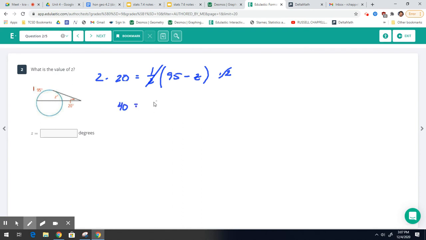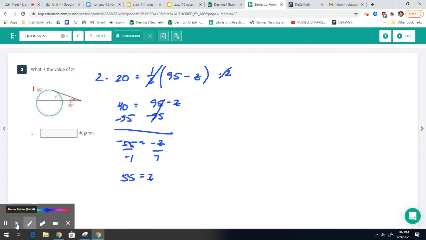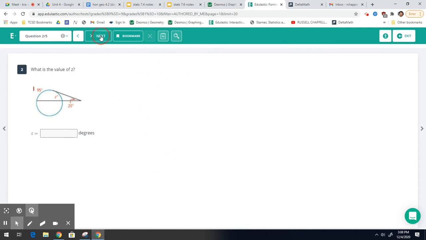So 40 equals 95 minus z. We're going to subtract 95 from both sides. Negative 55 equals negative z, and divide by -1. 55 equals z. And there's that arc, 55 degrees. Remember, you should check your answers before you submit. And again, you can always check this by taking 1/2 of 95 minus 55. That's 20. So you can always plug the arc back in and see if the angle checks out. Okay, cool. All right, next.